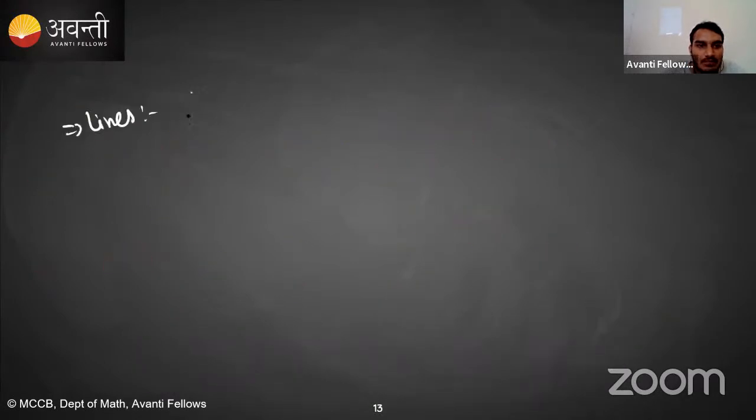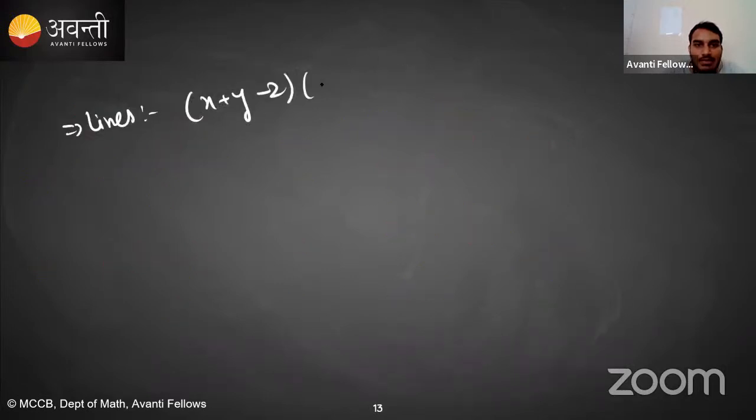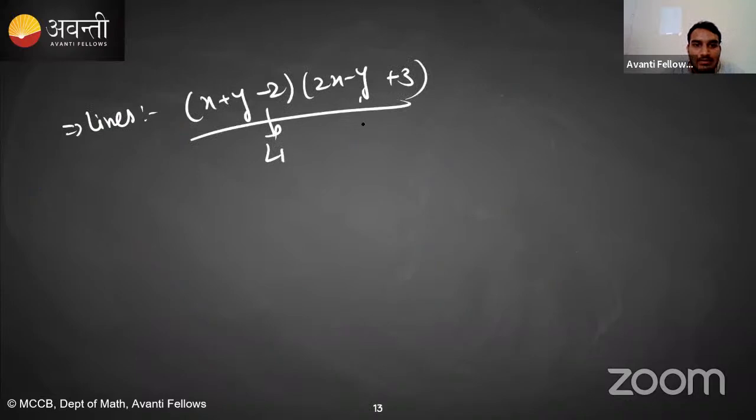So it implies what lines have come? One line is x plus y, a is -2, then 2x minus y. What is b? B is 3. That's all. So this is L1 and this is L2. Is this clear, students? Is this clear, this method?